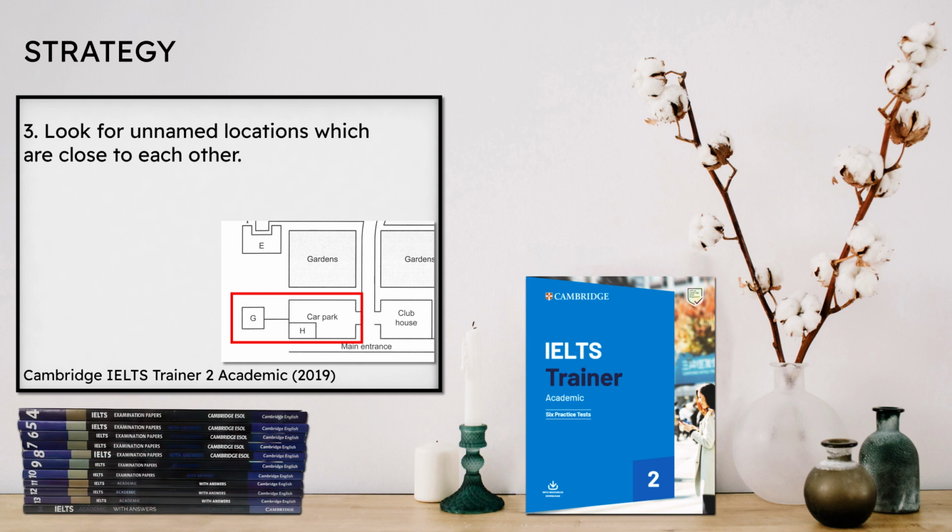So in this case, I'm not very sure that H is an answer, but I am sure that we will have to go to either G or H. Either way, the listening exercise will mention the car park. H would be located in the bottom left of the car park, and G would be located just outside the car park, along that small path to the west.